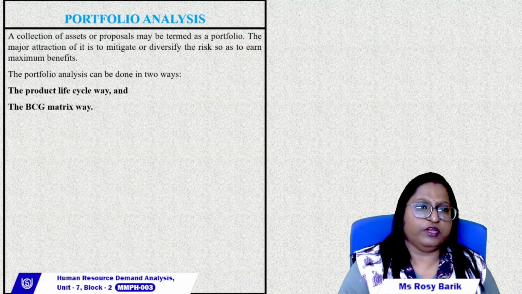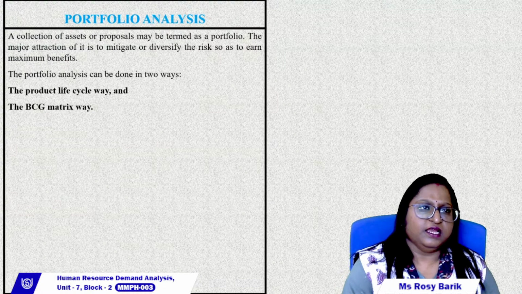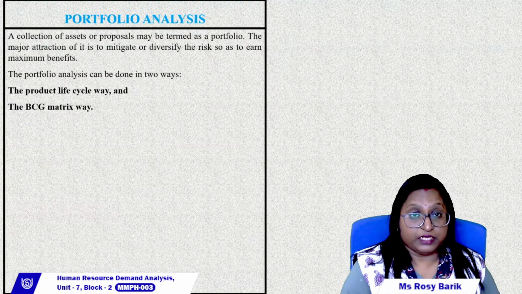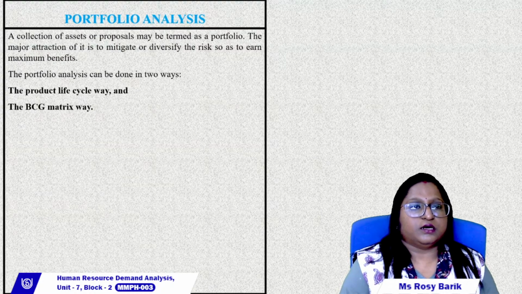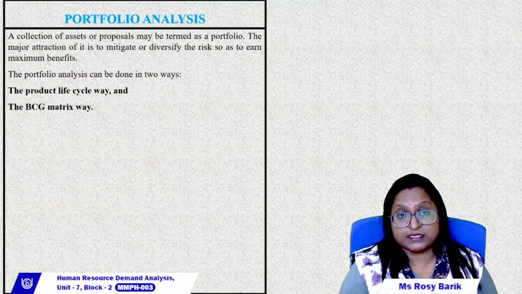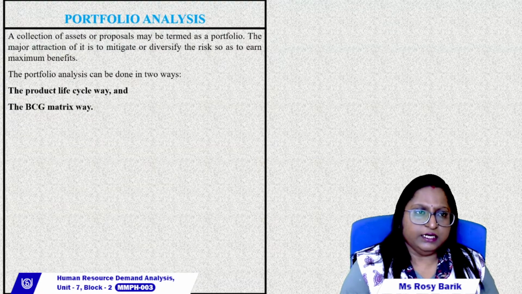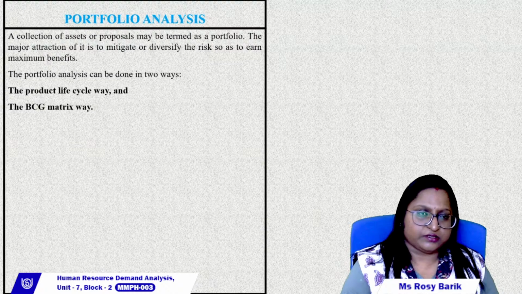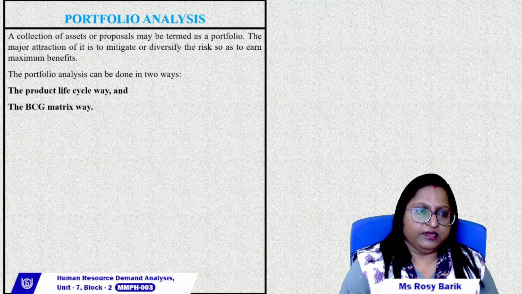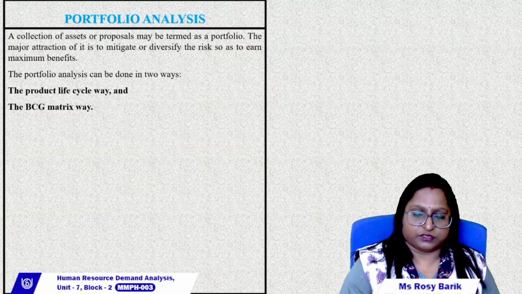So, next is portfolio analysis. A collection of assets or proposals may be termed as a portfolio. The major attraction of it is to mitigate or diversify the risks so as to earn maximum benefits. The portfolio analysis can be done in two ways. One is the product life cycle way, another one is the BCG matrix way.